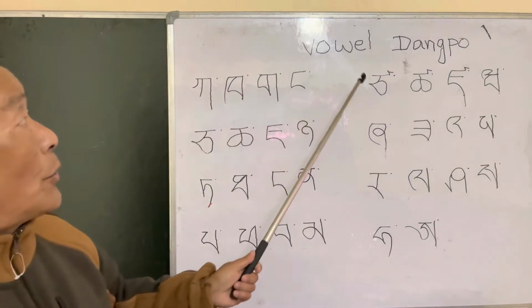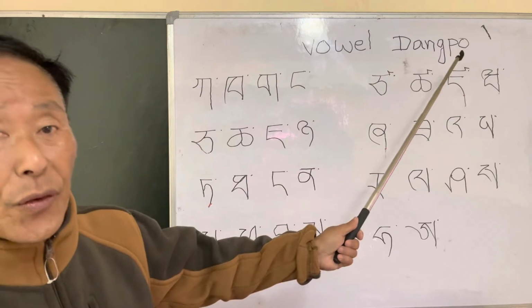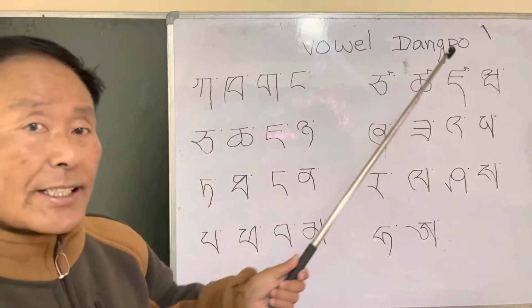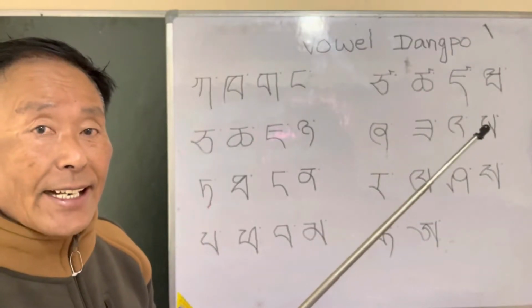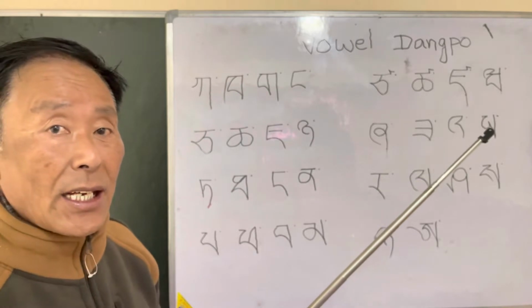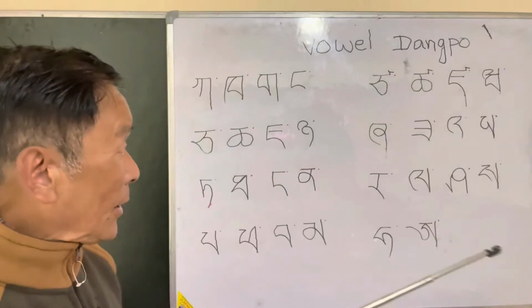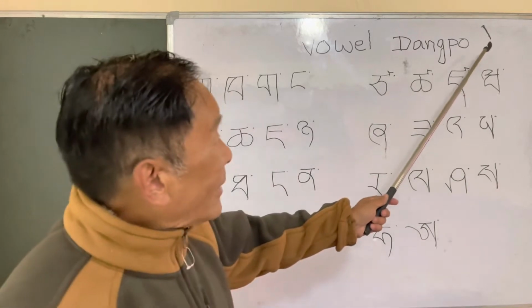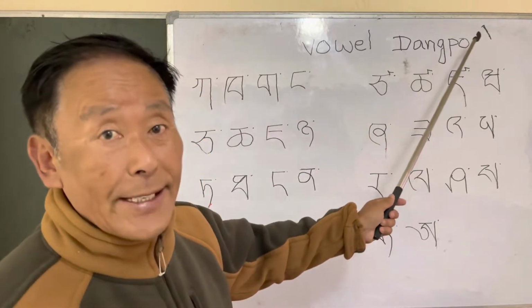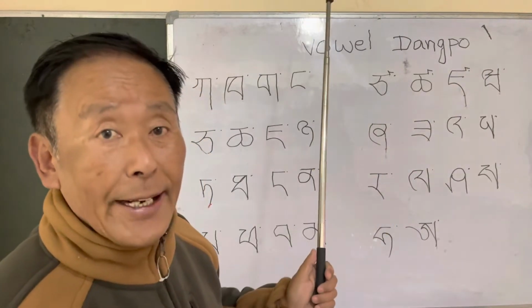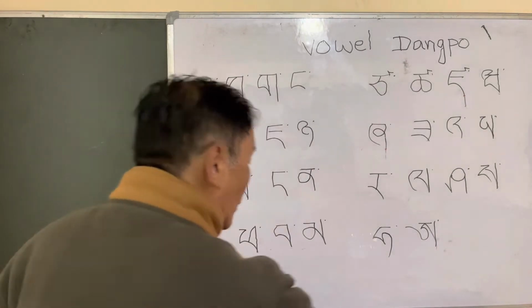So today we do vowel dengpo, which will work as English vowel A. So the vowel dengpo is added on top of a consonant.